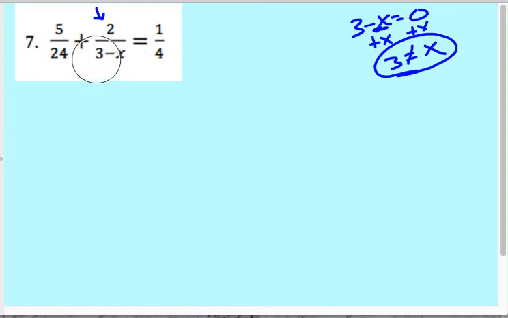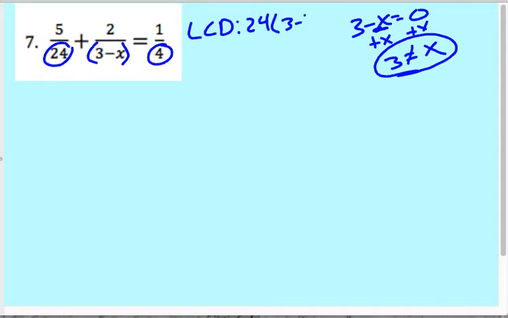Okay? Or maybe you get 2 answers. Sometimes we get quadratics. We have to solve those quadratics and we get 2 answers. One answer works and one answer doesn't. That also happens. So, least common denominator. Between the numbers, okay, this is a factor here. I can't pull that 3 out of there. 24 and 4 divides into 24 evenly. So I'm going to say my least common denominator is 24. And we need that 3 minus x there.